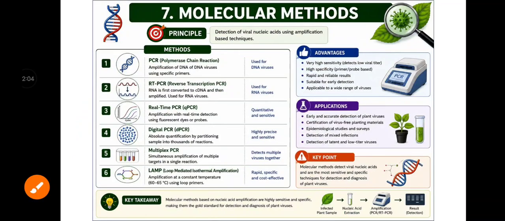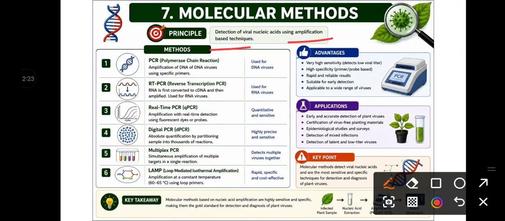Next, about the molecular methods. Molecular methods include the detection of the virus-specific molecule. Virus-specific molecule means here they will detect the nucleic acid by using various amplification-based techniques. The amplification-based technique is PCR, obviously. So in addition to PCR, you can actually divide these molecular methods into three categories.